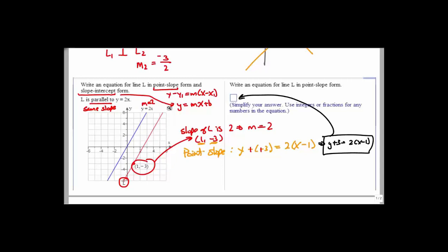Now slope-intercept form, last time I showed you to plug in your values to y equals mx plus b. m in this case is 2. And then I know y is negative 3, equals 2 times x, which is 1, and then solve for b. So I have negative 3 equals 2 plus b, and I'd subtract 2 from both sides, and I get b equals negative 5. So I have y equals 2x minus 5.